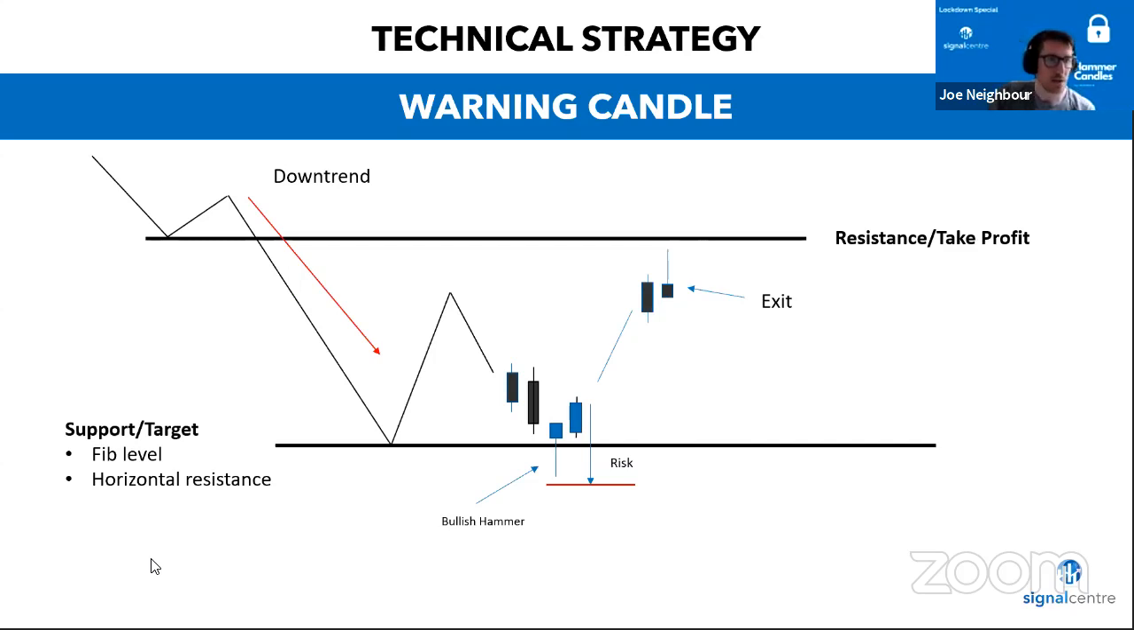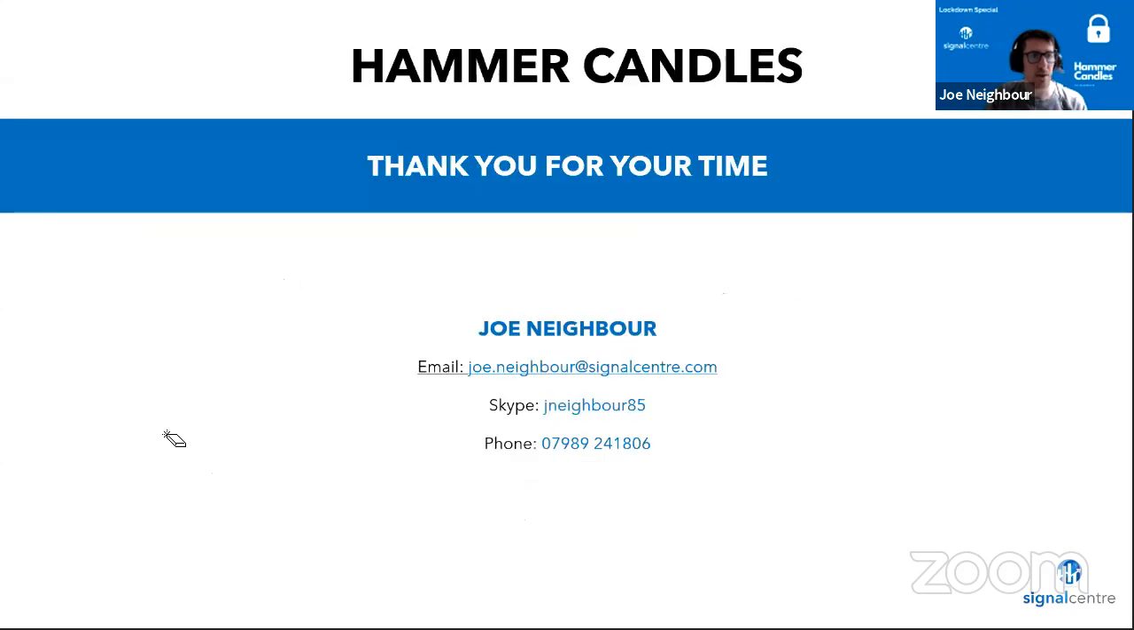Look to use them as signs of potential exhaustion on your own trades. And if you start to see these sort of candles form when you're already in a trade and it's happening ahead of your take profit levels, then look to use that as a warning sign to get out of your trades that little bit earlier and make sure that you make a profit. So that pretty much concludes the slides on hammer candles.